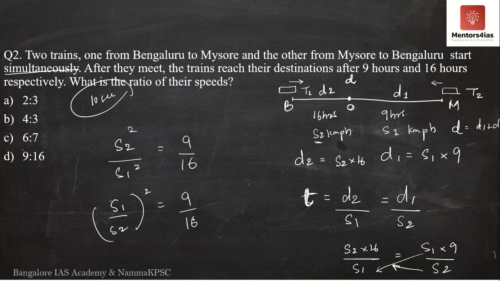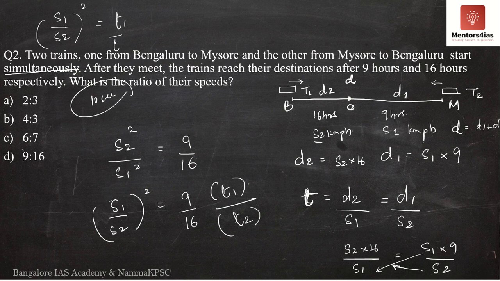So what is 9? What is 16? 9 is nothing but the time taken by the first train to cover the rest of the distance after meeting the second train, whereas 16 is the time taken by the second train to cover the rest of the distance after meeting the first train. So here you can make note of this formula: S1 divided by S2 whole square is equal to T1 divided by T2. But this particular formula, I told you we can solve it in 10 seconds.